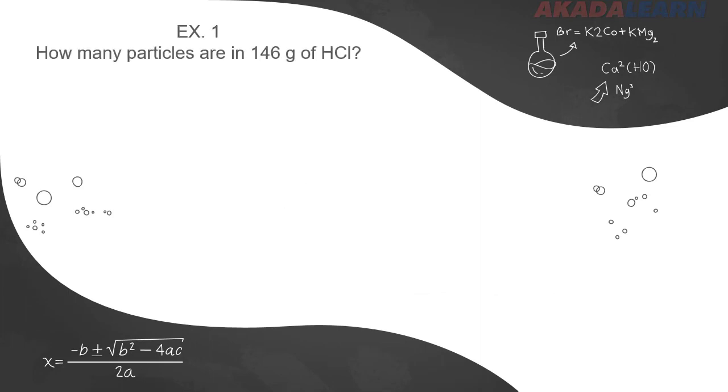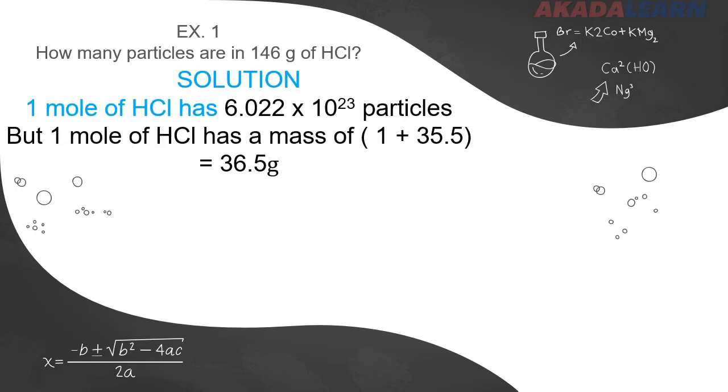For emphasis, let's take some quick examples. How many particles are in 146 grams of HCl? Solution. 1 mole of HCl will contain 6.022 times 10 to the power 23 particles. But don't forget that 1 mole of HCl has a mass of 1 plus 35.5. Don't forget, 1 is the mass for hydrogen, 35.5 is the mass for chlorine. If you add up the two, it will give us 36.5 grams. That is the mass of HCl.